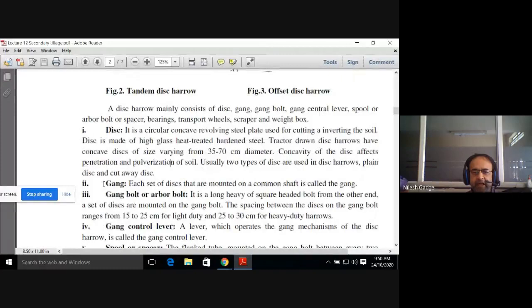So what is gang? Gang is an important term. Each set of discs mounted on a common shaft is called a gang. Gang bolt or arbor bolt is a long heavy square headed bolt. A set of discs are mounted on the gang bolt.